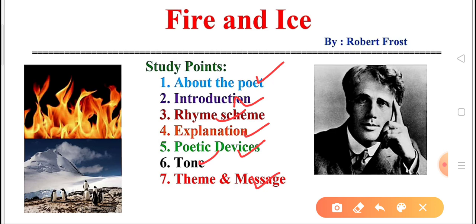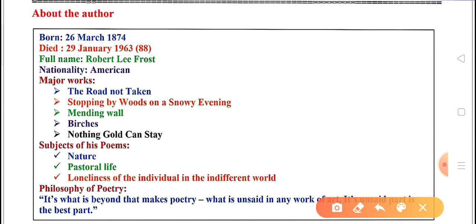So we'll start with the life of the poet, the author. Robert Frost was born on 26th March 1874 and died on 29th January 1963 at the age of 88. His full name was Robert Lee Frost, and he was an American poet. His major works include The Road Not Taken, Stopping by Woods on a Snowy Evening, Mending Wall, Birches, and Nothing Gold Can Stay. Generally, his poetry revolves around the subject matter of nature, pastoral life, meaning the rural life, and loneliness of the individual in the indifferent world.